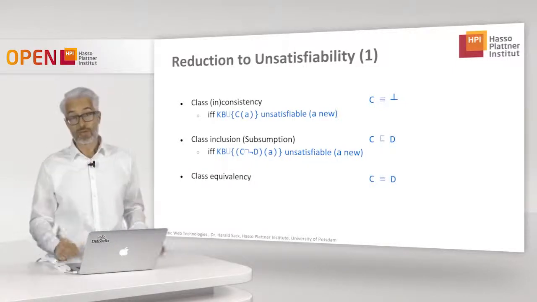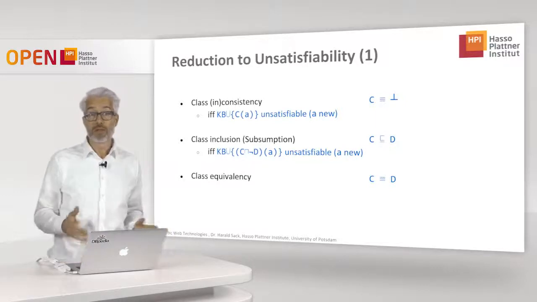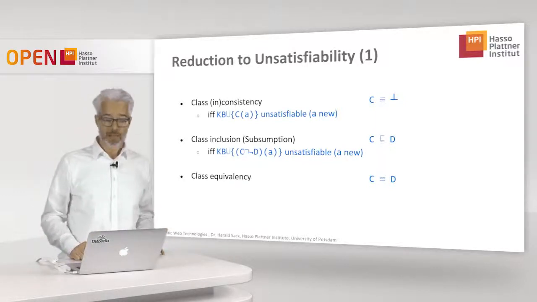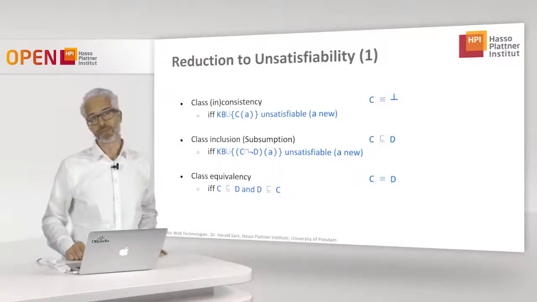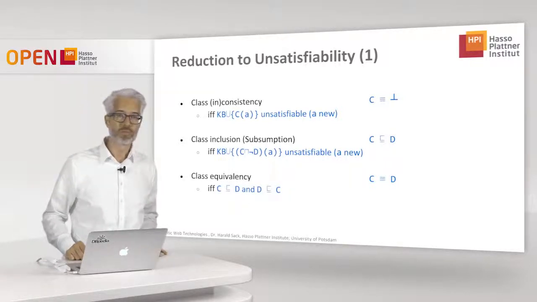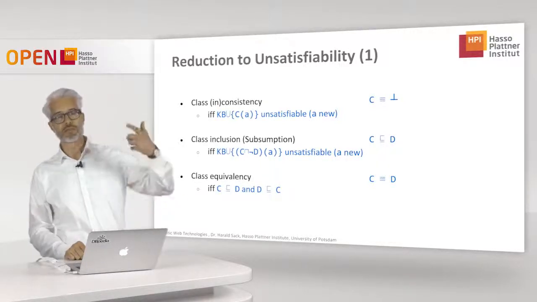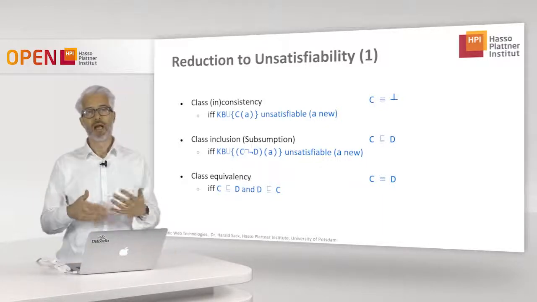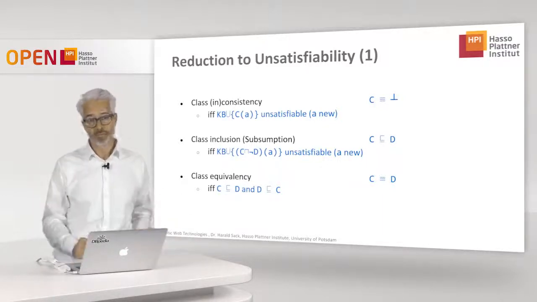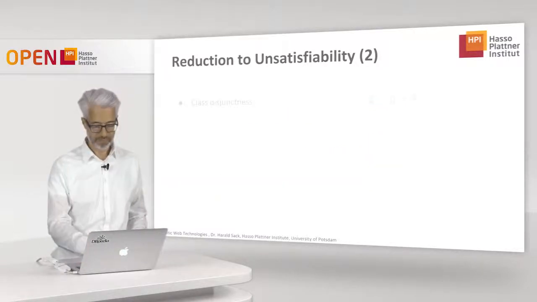Okay, then for class equivalency, this is quite simple, I would say. We know two classes are equivalent if each is subsumed by the other one. So we simply have to test whether C is subsumed by D and D is subsumed by C. And for this, we use the reduction we have just learned about class inclusion and subsumption. So we simply apply this here twice. So this is then class equivalency.